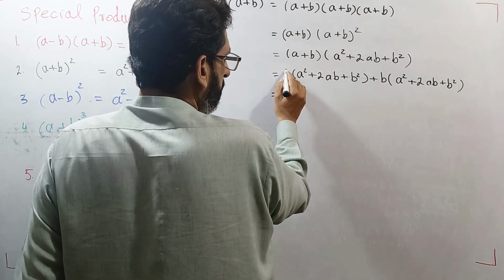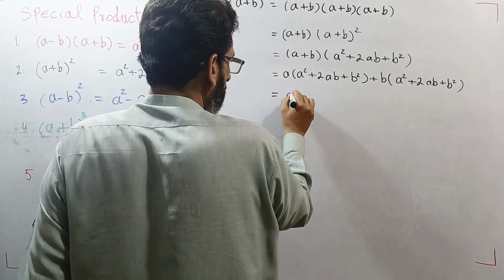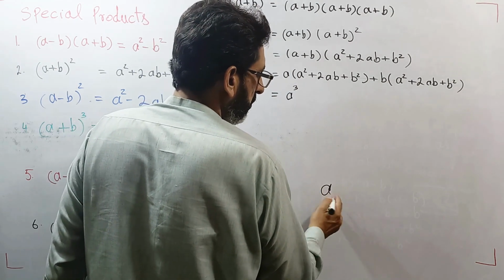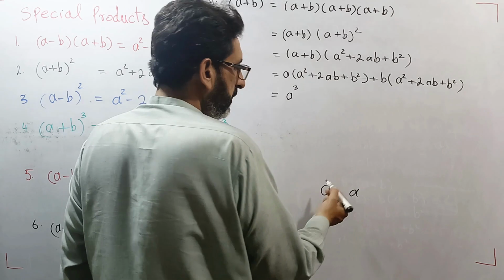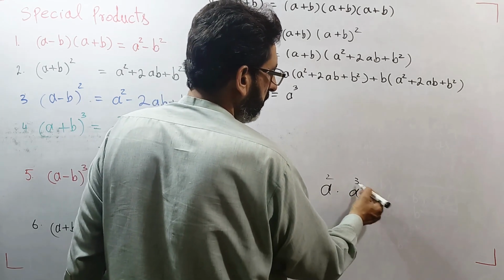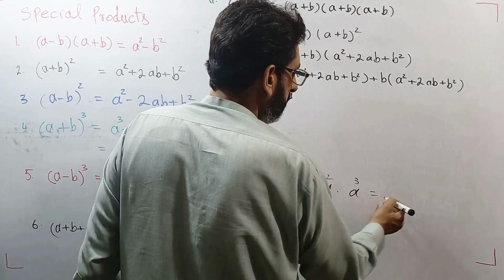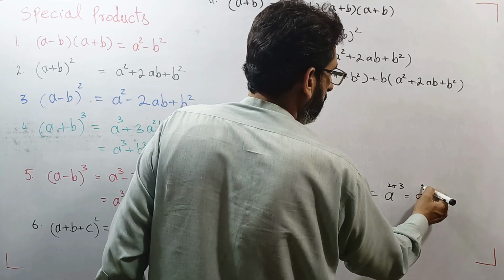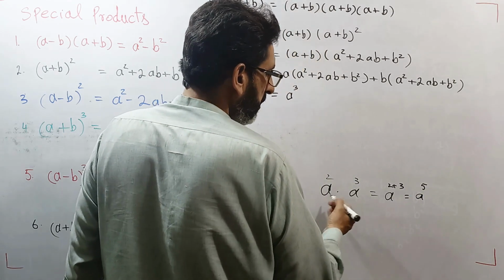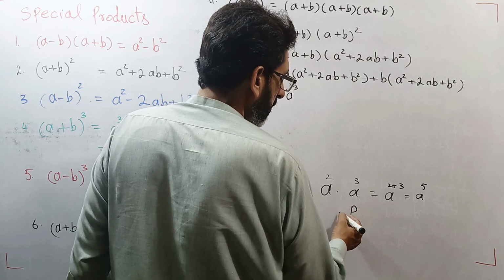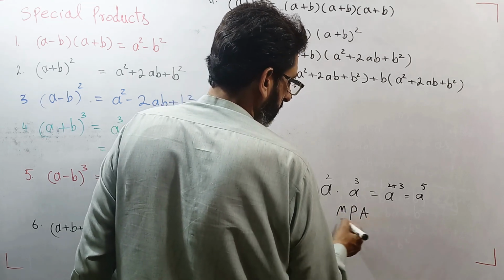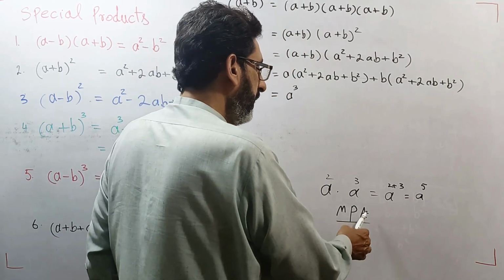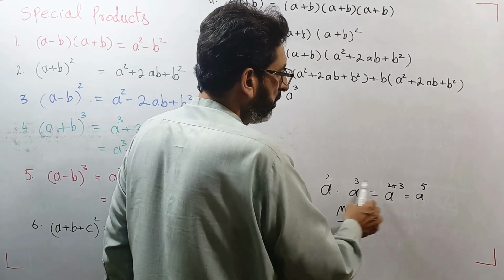Here power of a is 1. When we multiply it with a square, we get a cube. We know when two terms with same base are multiplied, powers are added. Suppose here power is 2 and here power is 3. When we multiply these two terms, we get power 2 plus 3, a power 5. Keep in mind, in multiplication powers are added. This is a mnemonic MPA. In multiplication powers are added. We just add these two powers.